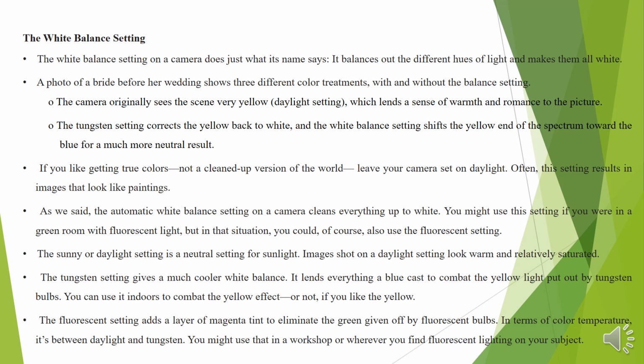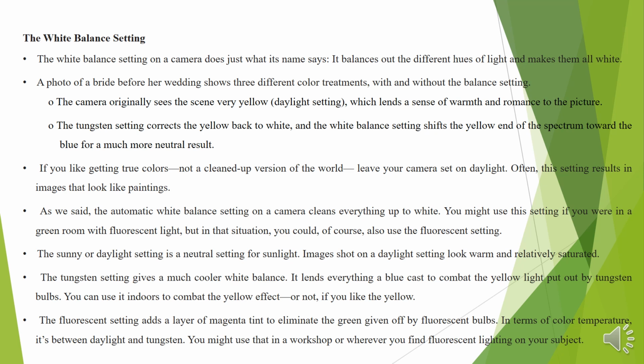As we said, the automatic white balance setting on a camera cleans everything up to white. You might use these settings if you were in a green room with fluorescent light, but in that situation you could of course also use the fluorescent setting. The sunny or daylight setting is a neutral setting for sunlight.